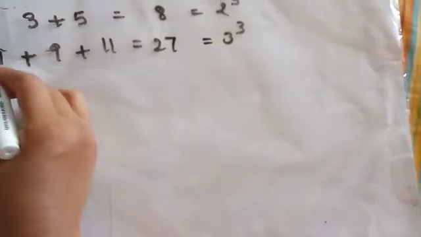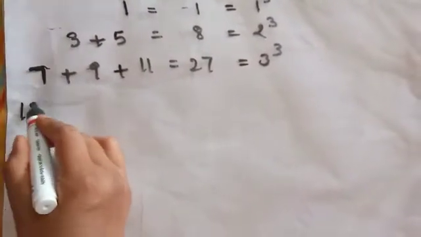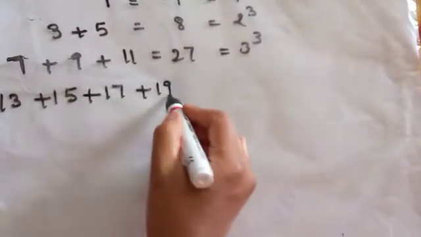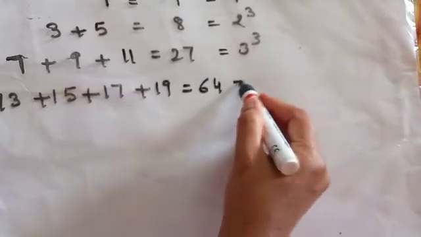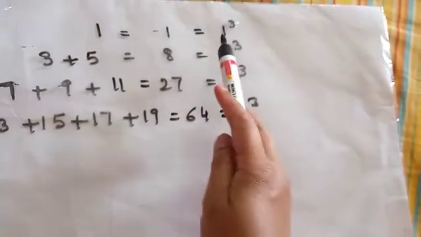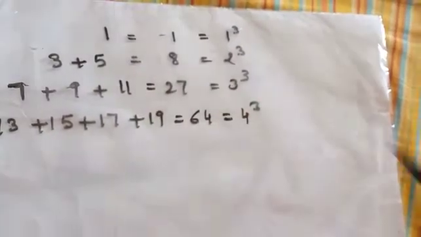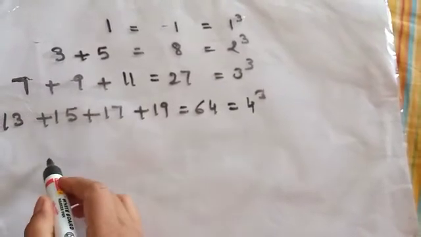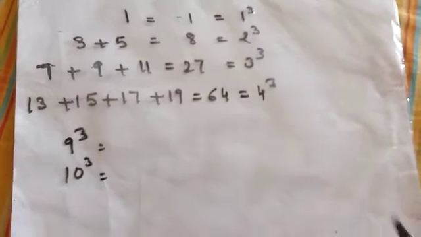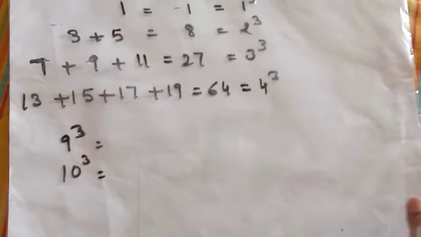Then I am writing the next one, which is 13 plus 15 plus 17 plus 19, and that is equal to 64, and that is 4 cube. So what I have done is I have mentioned the cubes of 1 cube, 2 cube, 3 cube and 4 cube in a certain pattern. Now my question is, how will you write 9 cube and 10 cube? So you will write this in your notebook by observing the given pattern, right?